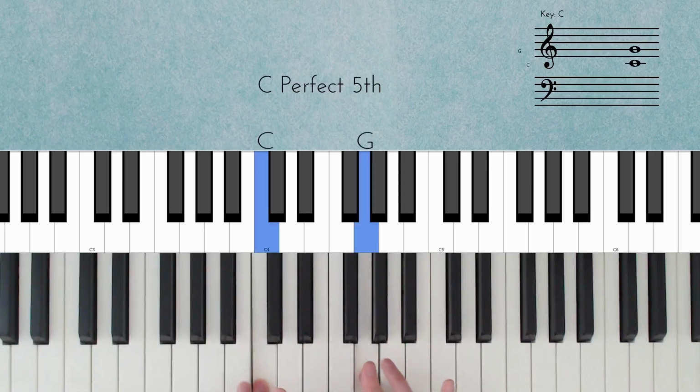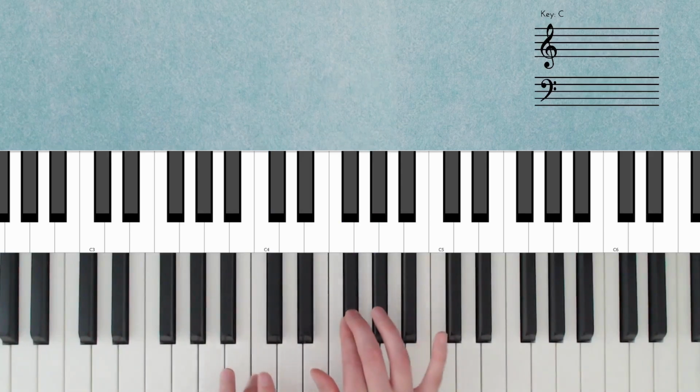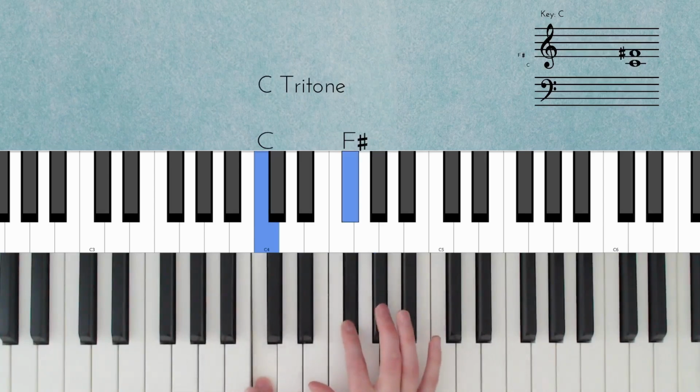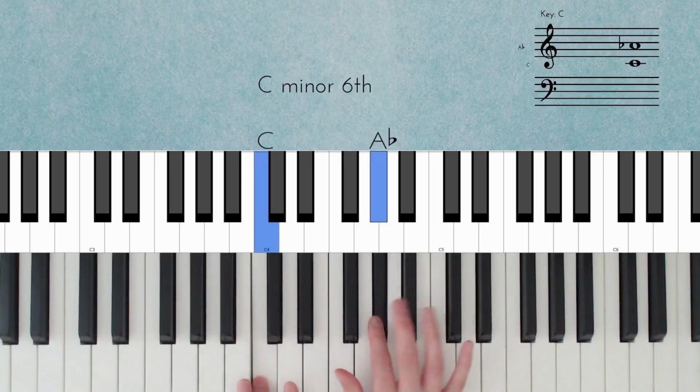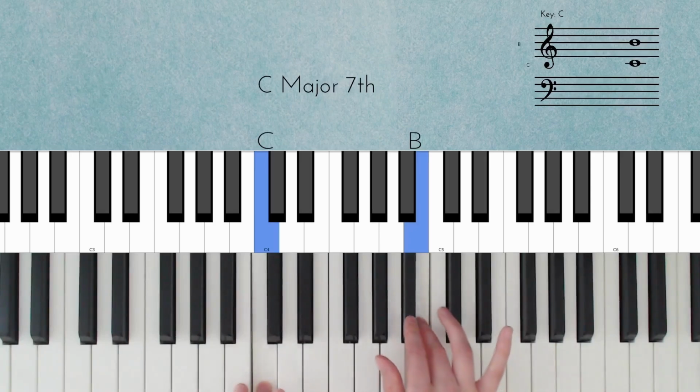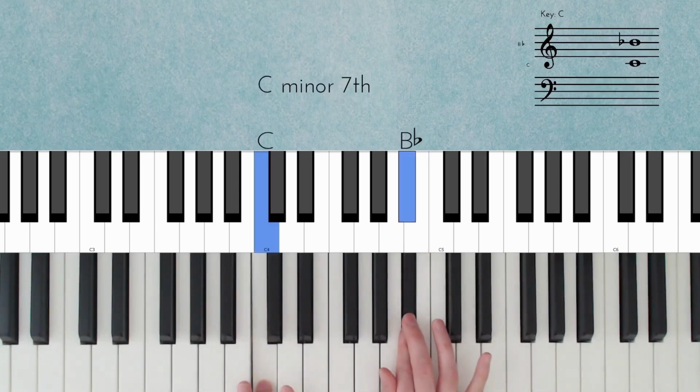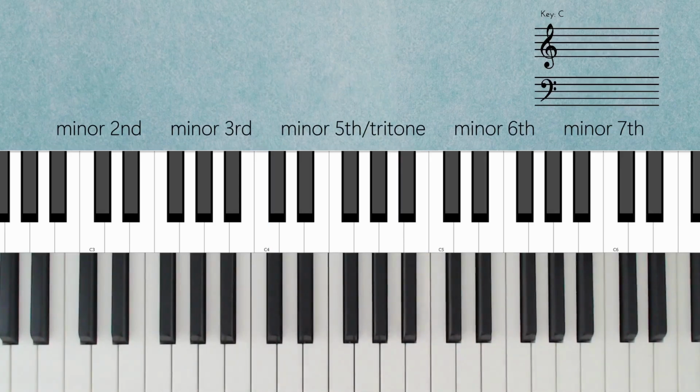Our perfect fifth, flatten it, we get a minor fifth, also known as a tritone. Major sixth, flatten it, we get a minor sixth. Major seventh, flatten it a half step, we get a minor seventh. So we have 5 minor intervals that we're going to learn about in this video. So let's go through them now individually.